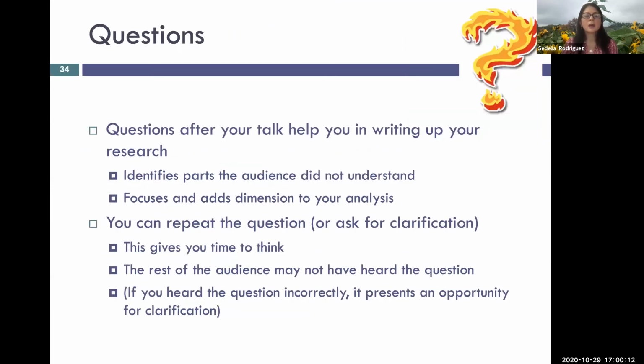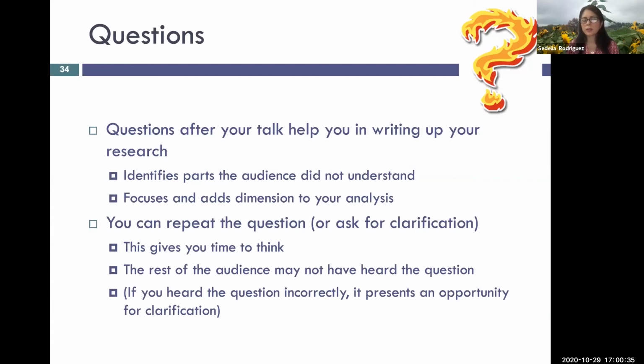Okay. So questions after your talk help you in writing up your research, identify parts the audience did not understand, so you can think about how to say this better so that you can get it across. They focus and add dimension to your analysis. So the questions are very important, both for the audience and for yourself.